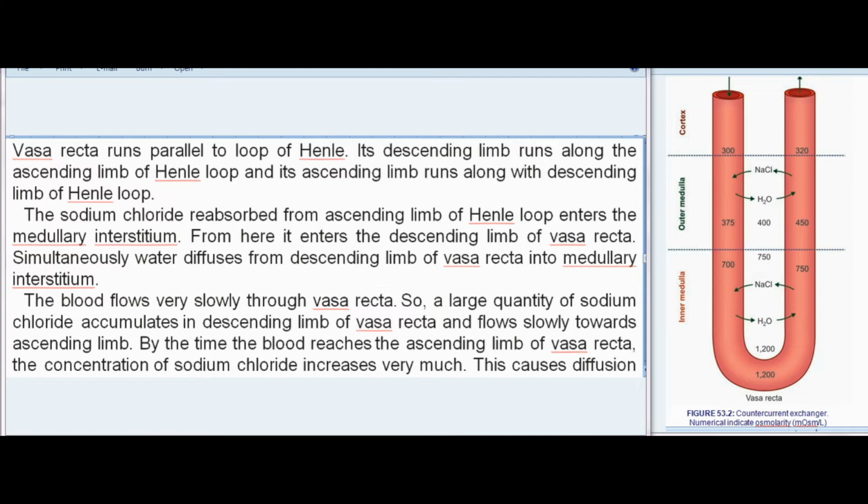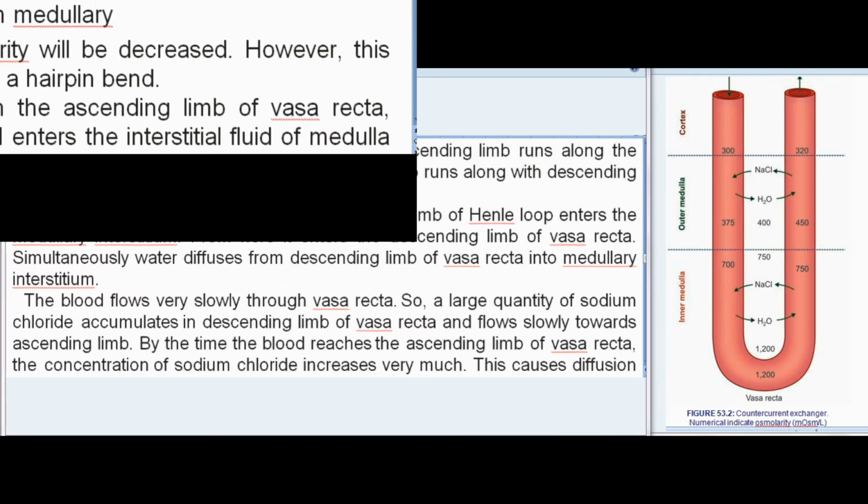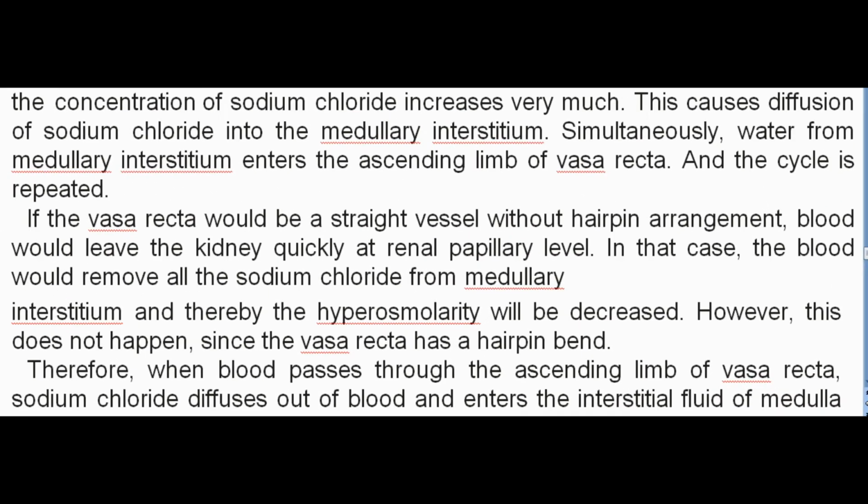By the time the blood reaches the ascending limb of vasa recta, the concentration of sodium chloride increases very much. This causes diffusion of sodium chloride into the medullary interstitium. Simultaneously, water from the medullary interstitium enters the ascending limb of vasa recta. And the cycle is repeated.